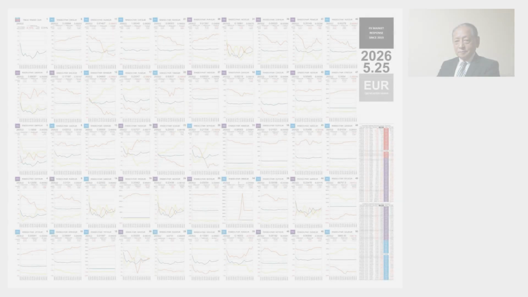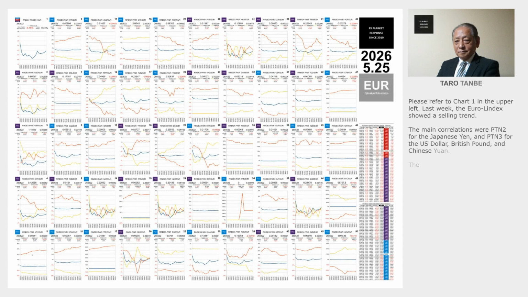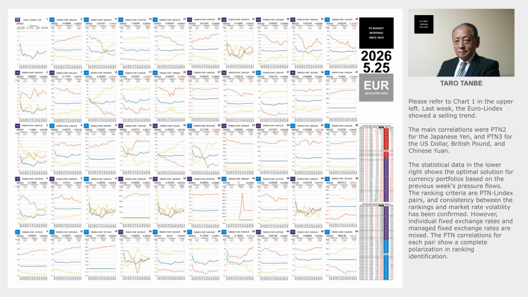Please refer to Chart 1 in the upper left. Last week, the Euro index showed a selling trend. The main correlations were PTN2 for the Japanese yen and PTN3 for the U.S. dollar, British pound, and Chinese yuan.